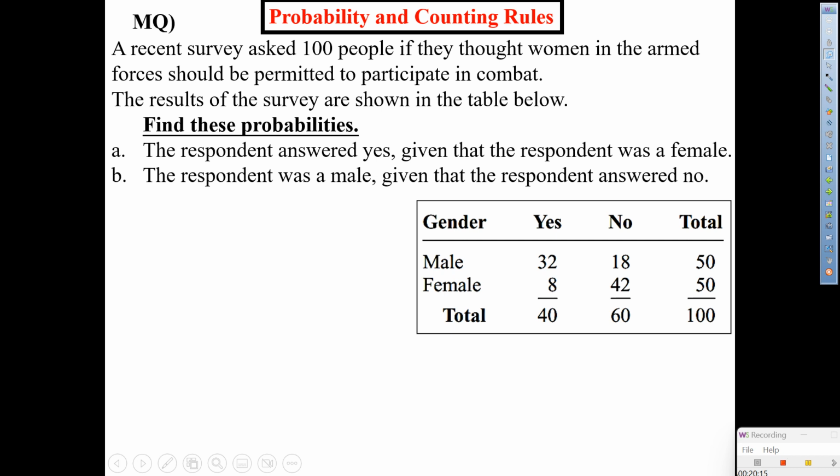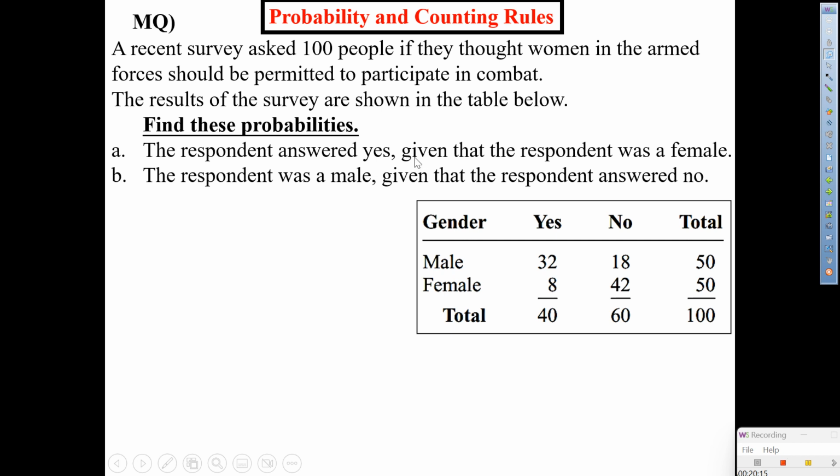It reads, a recent survey asked 100 people if they thought women in the armed forces should be permitted to participate in combat. The results of the survey are shown in the table below. Find these probabilities. Part A, the response answered yes, given the respondent was a female. Part B, the respondent was a male, given the respondent answered no. So pay attention to the word given, because that tells you how to set up your formula.